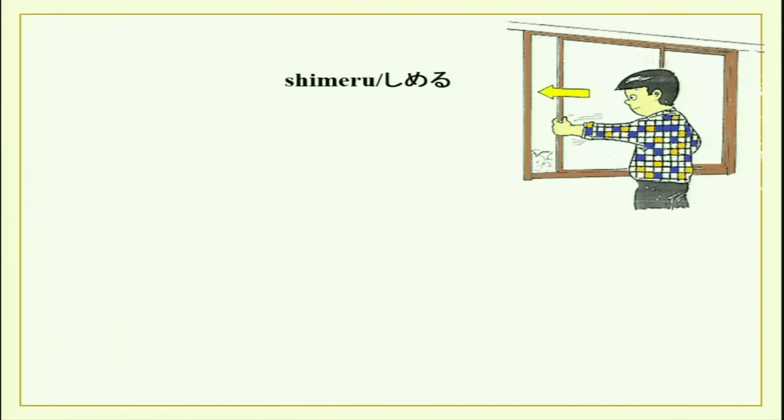So, you have practice here. This is group 2. You can see verbs ending in ERU and IRU are in group 2. So, shimeru means to close, shut. So what is he doing? He is closing the window.